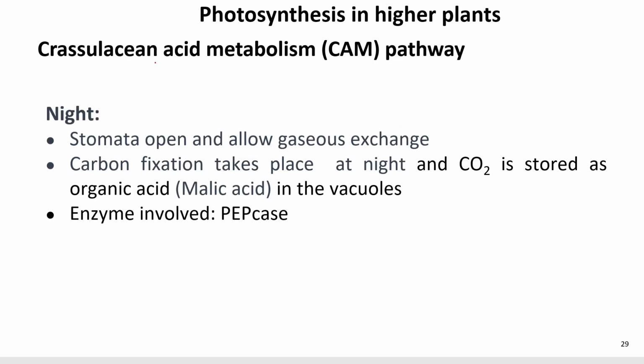Now crassulacean acid metabolism takes place in two phases. First is the night phase. During night, what happens? The stomata open and allow the gaseous exchange. Carbon dioxide fixation takes place at night, and carbon dioxide is stored as organic acid, malic acid, which is a 4-carbon compound, in the vacuoles. So what happens here? Carbon dioxide combines with phosphoenol pyruvate to form oxaloacetic acid.